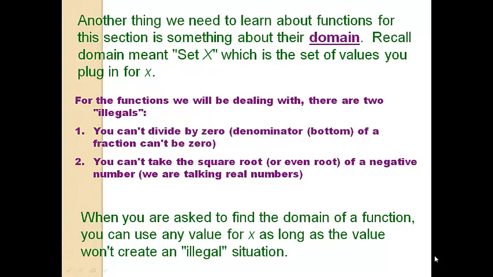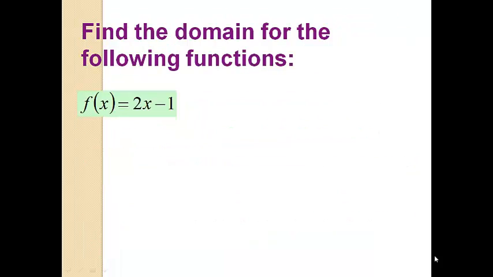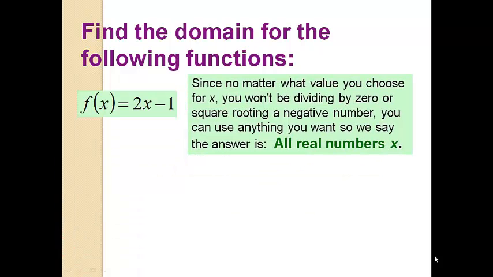When you're asked to find the domain of a function, you can use any value for x as long as the value won't create an illegal situation. And the two situations described in purple are the illegal situations we're going to focus on. So here's an example. Find the domain for this function. Well, ask yourself, is there an x value that's creating an illegal situation? Are we either dividing by 0 or taking the square root of a negative? And the answer is no. There's nothing that causes an illegal situation, so therefore all real numbers is your domain.